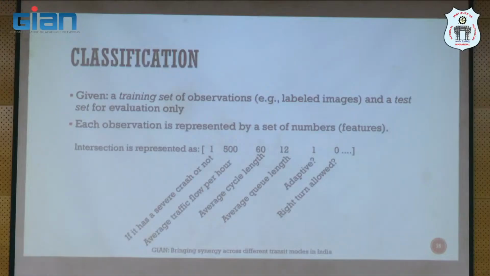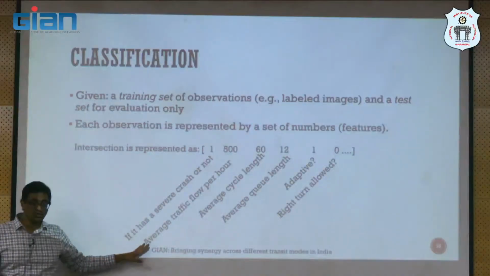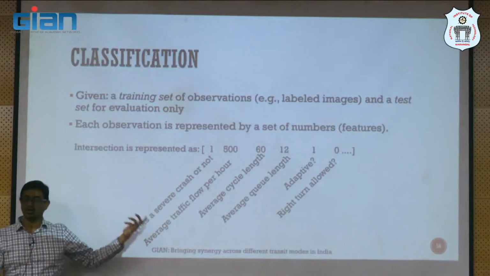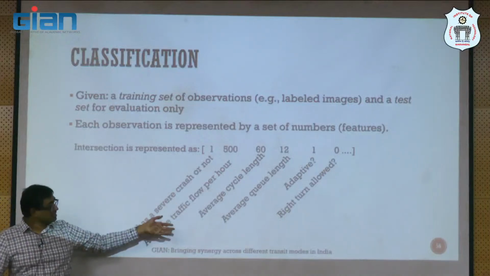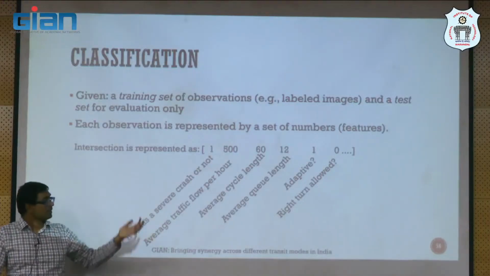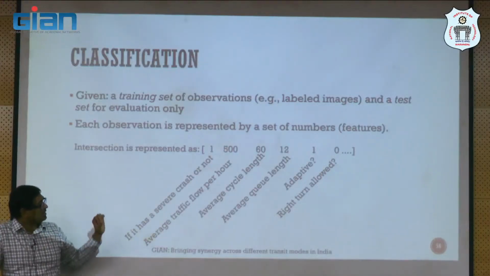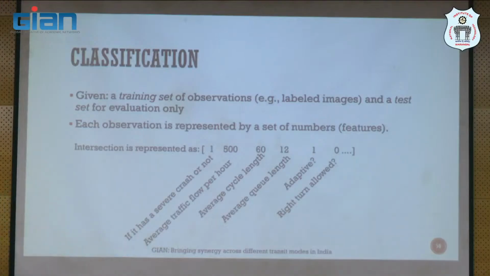So what it does is it takes these features of numbers and tries to classify based on different data sets. It looks at a series of records like this. It's not just one record. We'll provide probably 1,000 or 2,000 intersections, and based on this, it will start associating: when traffic flow is higher, severe crashes might or might not happen, or when the average queue length is high, maybe severe crashes happen or not. So based on that, we will start associating probabilities for an intersection to have a crash.